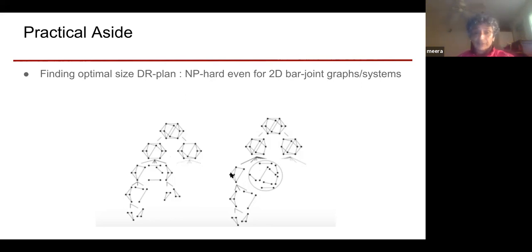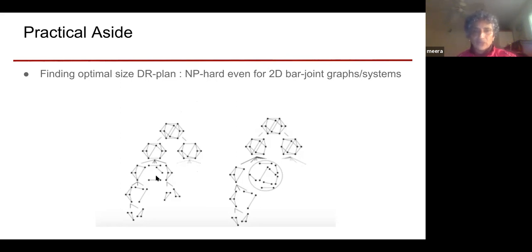So as a result, finding the optimum one, or the decision problem of whether there is a DR plan where the number of subgraphs at any given graph is a small, fixed constant size, whatever size you give, that's an NP-hard problem.